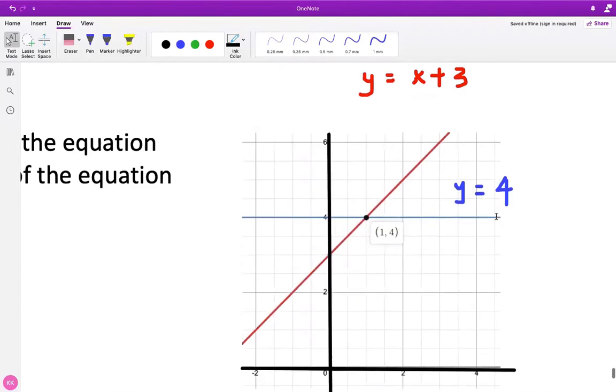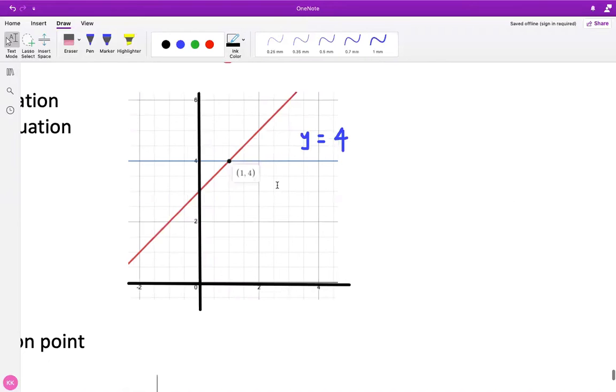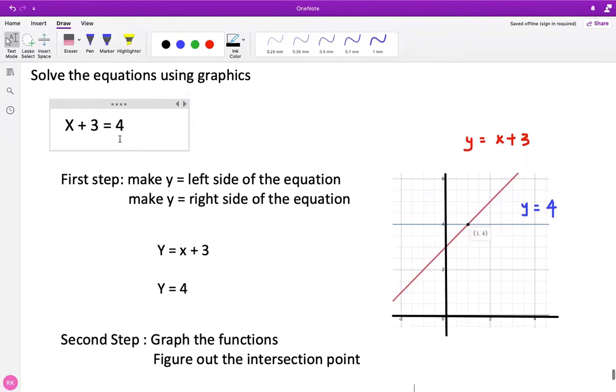You see that? It's at (1, 4), right? So the x value equals 1 and the y value equals 4. Basically, this tells me that the x value must equal 1. So this is my solution, x equals 1.